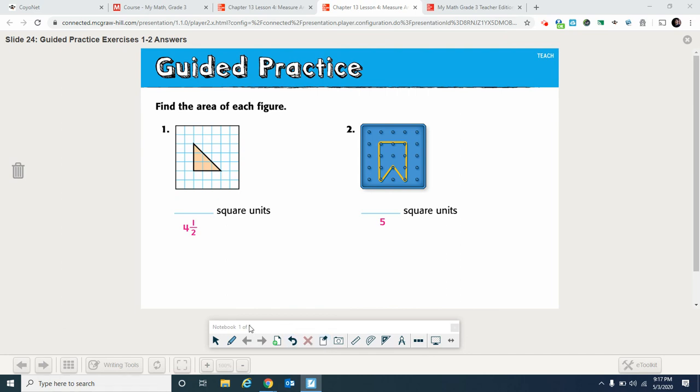Again, the steps on how to find the area are: count the whole squares, and then count also the half squares. After that, just go ahead and add the whole squares and the half squares, and then you got the answer. All right.